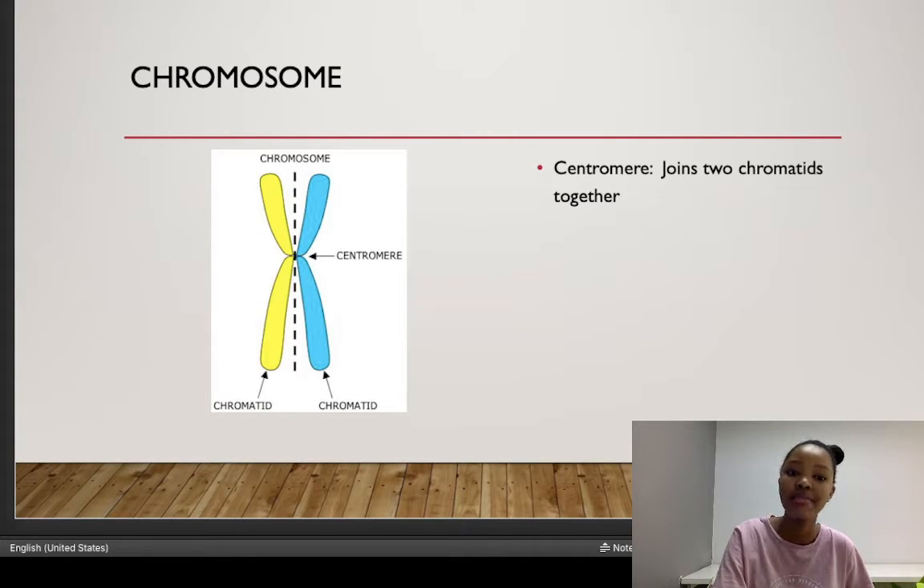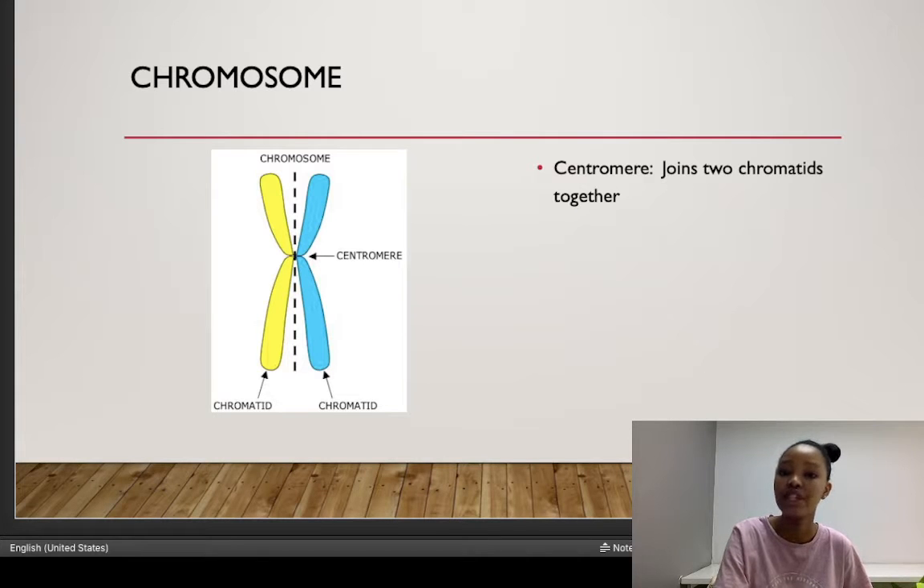A chromosome is made up of two chromatids. And those chromatids are joined by what we call a centromere. So it is very important for you to know. It's a very easy diagram, and it's very important for you to know how to draw and label it. Two chromatids, joined by a centromere.